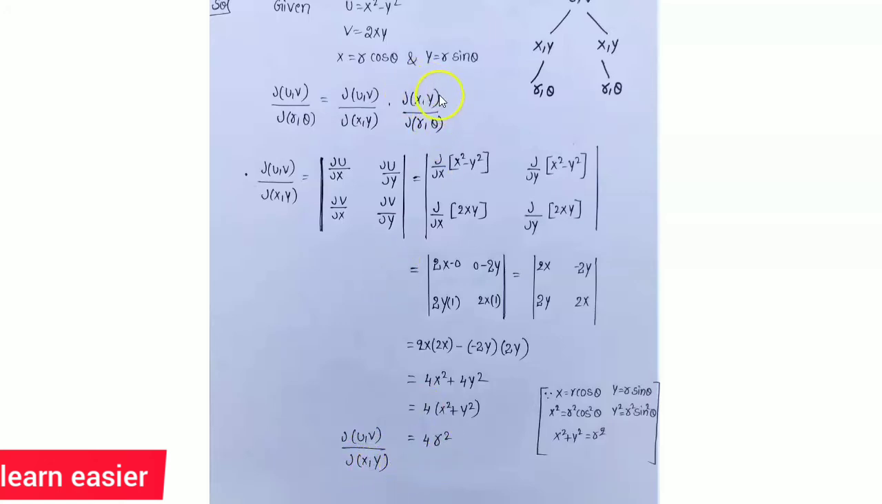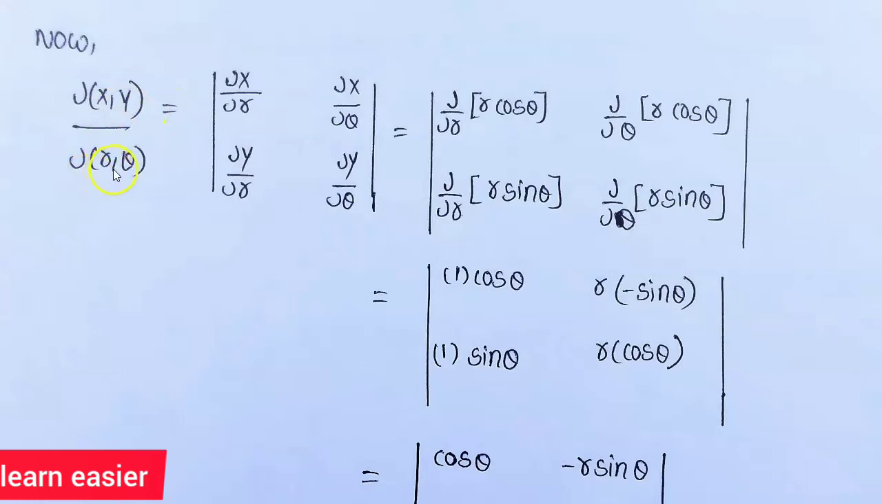And now we have to find out the dou of x, y by dou of r, theta. Now dou of x, y by dou of r, theta is equal to the determinant of dou x by dou r and dou x by dou theta, and dou y by dou r and dou y by dou theta. So here we have x and y in the numerator, so we write dou x row-wise and dou y also row-wise, and here we have r, theta in the denominator, so we write dou r and dou theta column-wise.